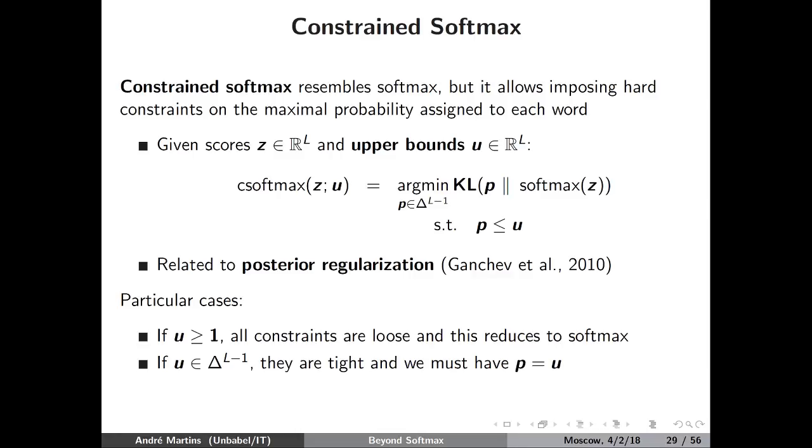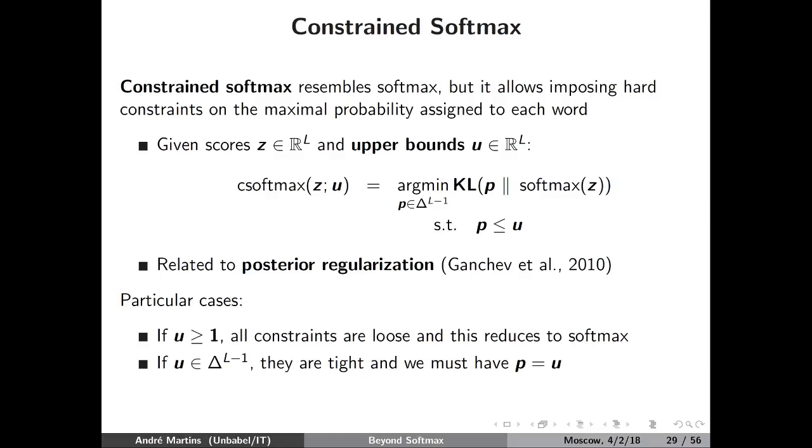And so there's this framework of posterior regularization, which is kind of related to the way we are defining this transformation. And there are some particular cases. For example, if all the upper bounds are larger than 1, these constraints are not going to be active, because every probability distribution, every coordinate already needs to be less than or equal to 1. So if our upper bounds are too loose, then these constraints are never going to be active, and you just recover softmax. So the KL divergence becomes 0, and you just get the standard softmax transformation.